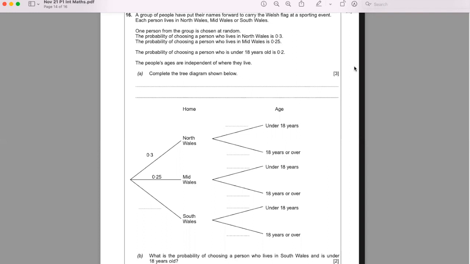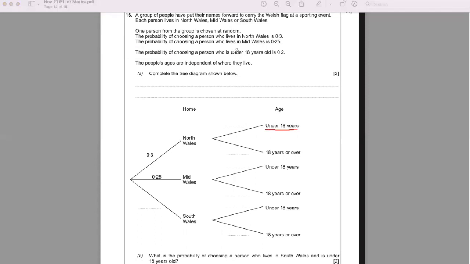Question 16. A group of people have put their names forward to carry the Wales flag at a sporting event. Each person lives in North Wales, Mid Wales or South Wales. One person from the group is chosen at random. The probability of choosing a person who lives in North Wales is 0.3. The probability of choosing a person who lives in Mid Wales is 0.25. And the probability of choosing a person who is under 18 years old is 0.2. And they're telling you that these two events are independent of each other.